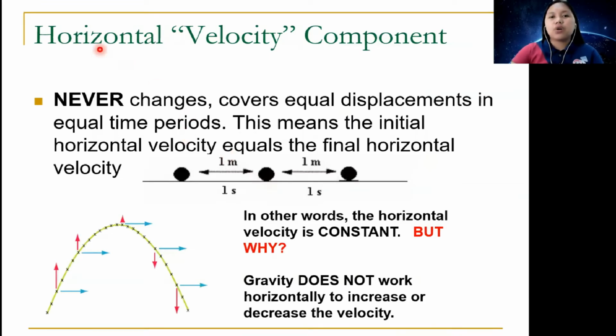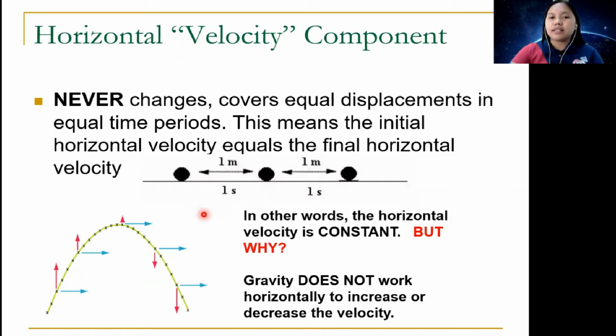Now, let's talk about the horizontal. In a horizontal component, or in other words, the horizontal velocity, there is a notion that it never changes, so it covers equal displacements in equal time periods. That means that the initial horizontal velocity is equivalent to the final horizontal velocity. In other words, the horizontal velocity is always constant, so the speed of it is always constant.